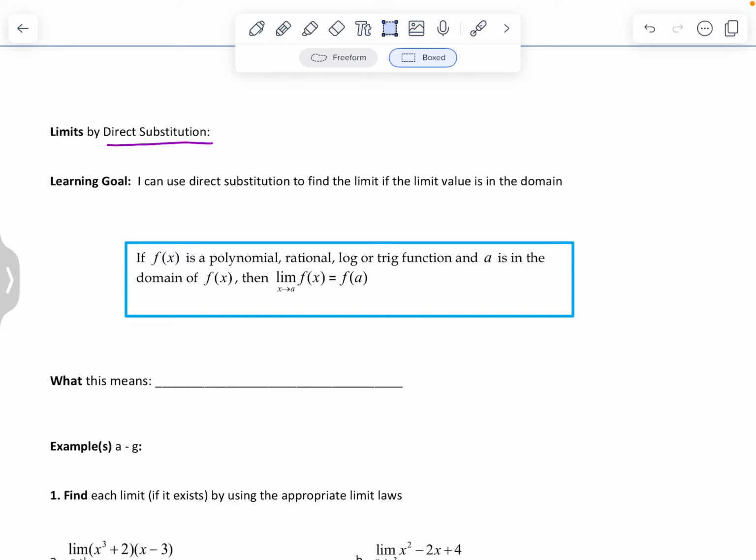Hello and welcome to our lesson on limits and direct substitution. Up until this point, we've been doing limits from a graph. We've done limits from a table, and now we're going to explore direct substitution.